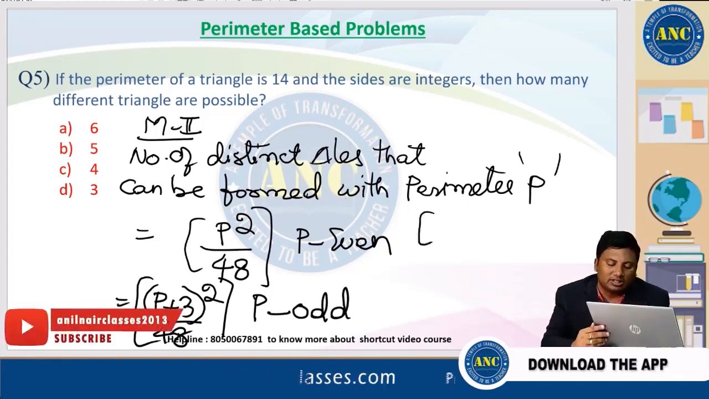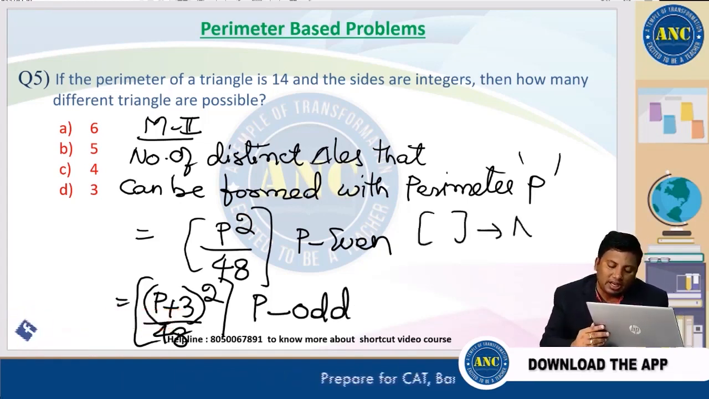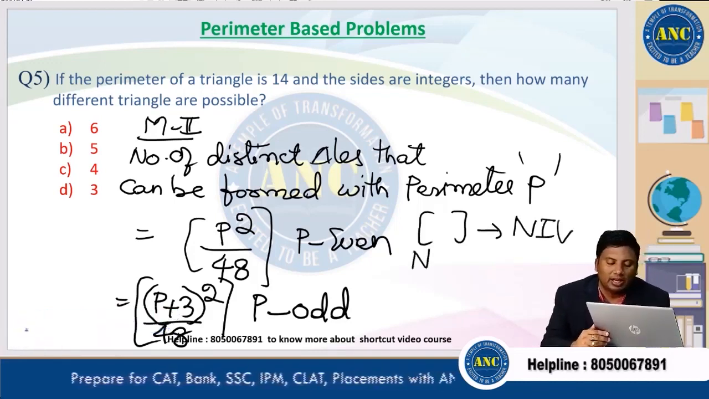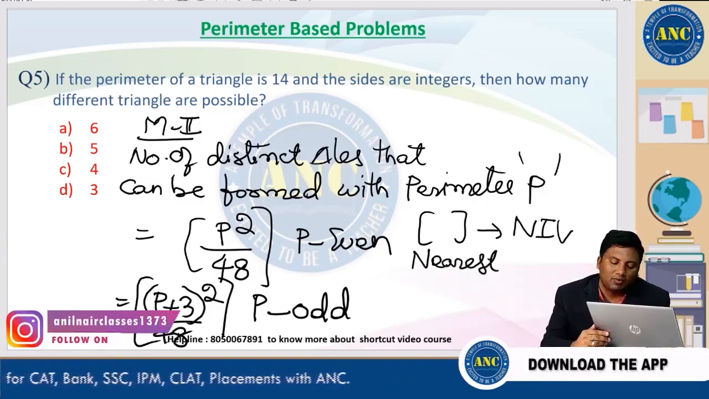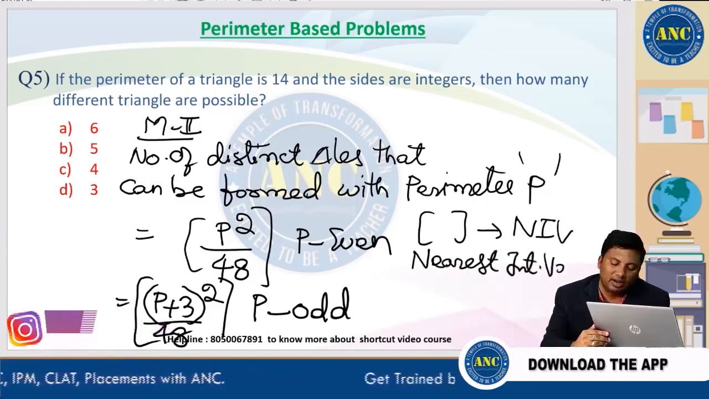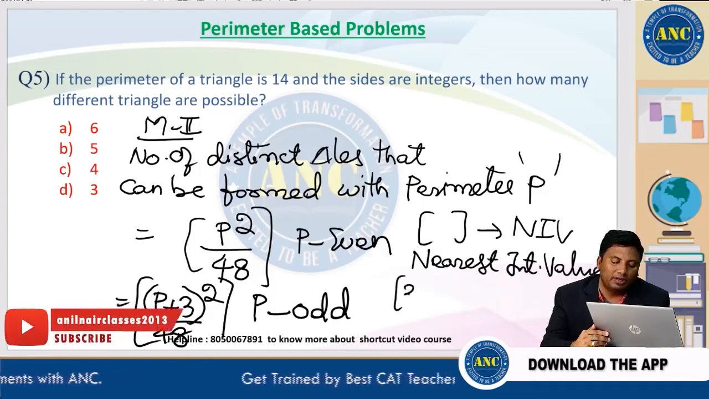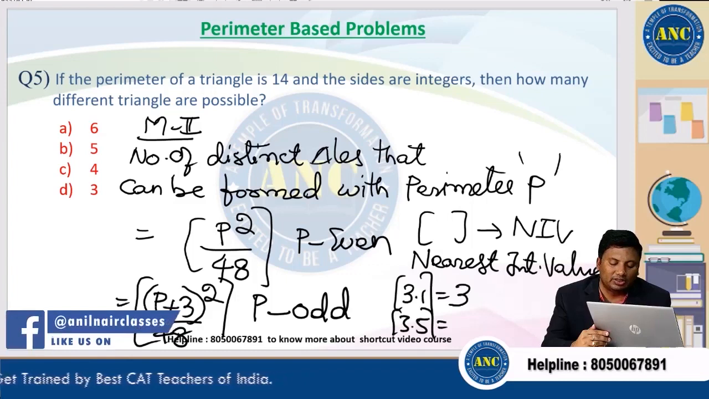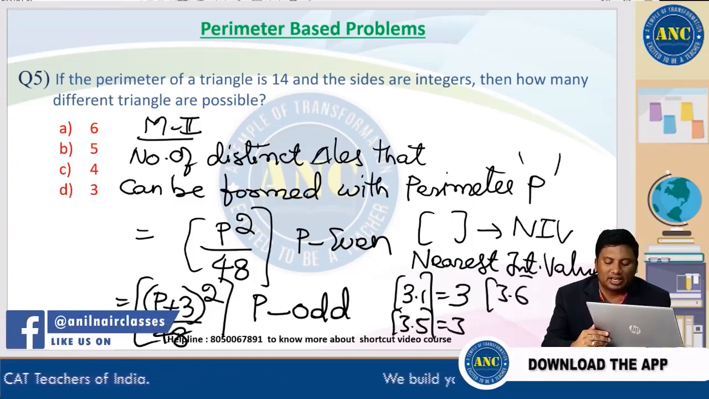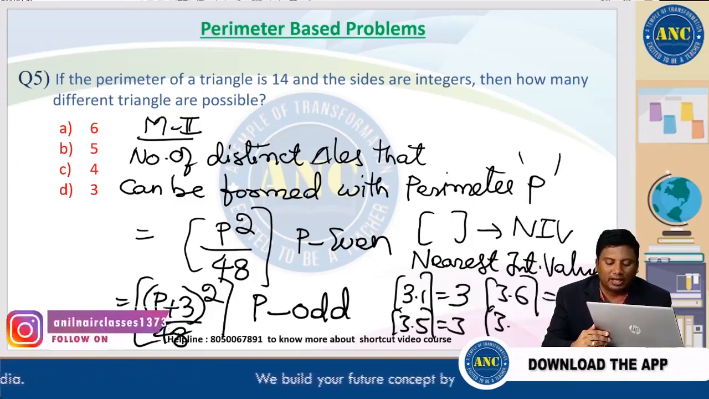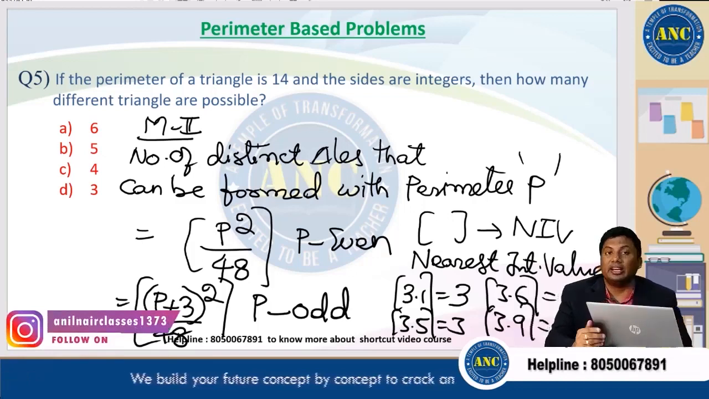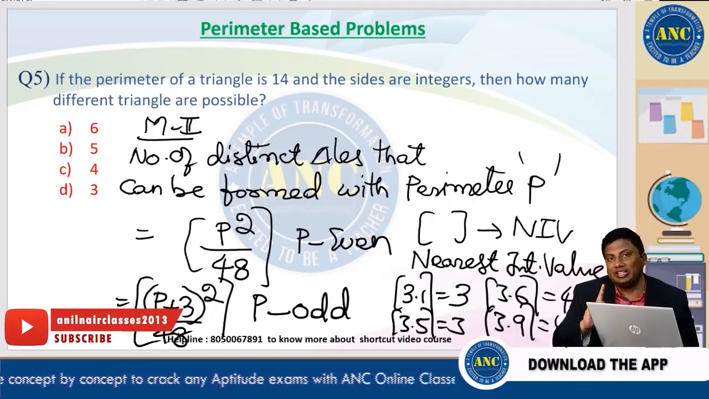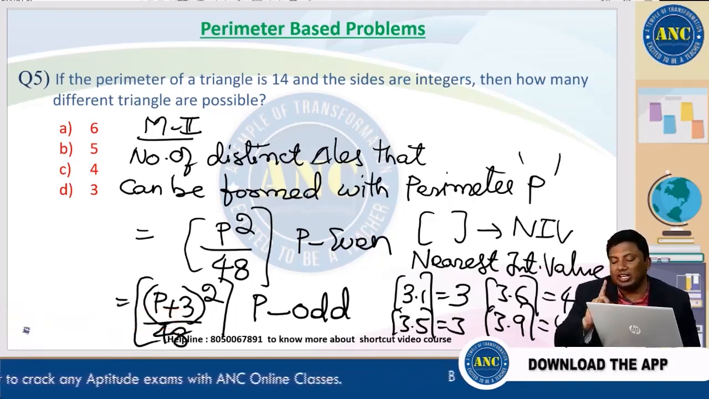What is this bracket? This bracket is nothing but the nearest integral value. What do you mean by a nearest integral value? 3.1 is nothing but 3. 3.5 is nothing but 3. 3.6 is nothing but 4. 3.9 is nothing but 4. It is not the greatest integer function or the lowest integer function. It is the nearest integer function.